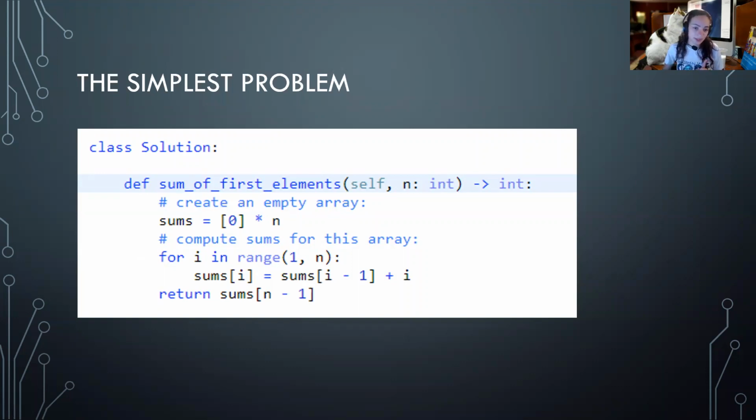So the sum of the first element is 0. It will be 0 because in Python we created an array of zeros. Then we go to the first element. We say that the first element is element 0, that is 0, plus 1. Yeah, in this loop. And when we reach n elements, we just return the last element.